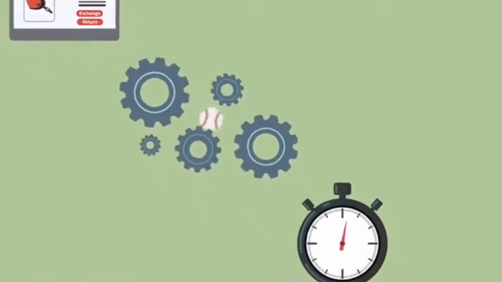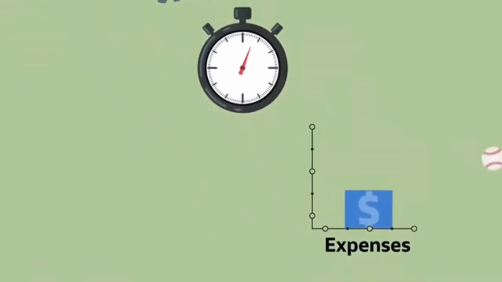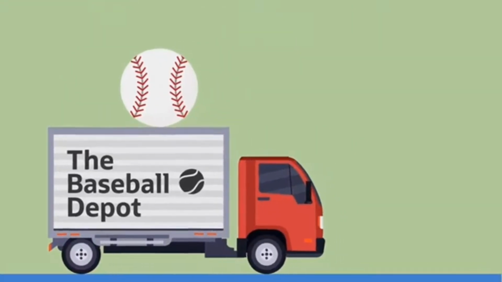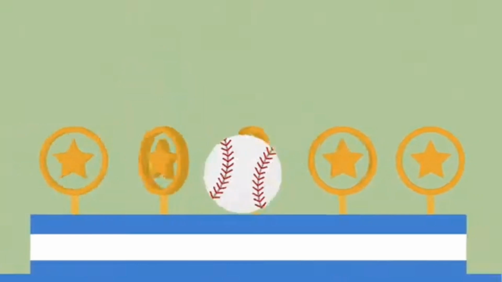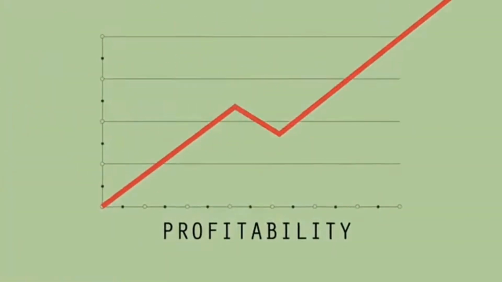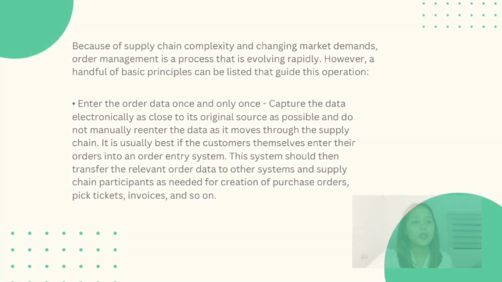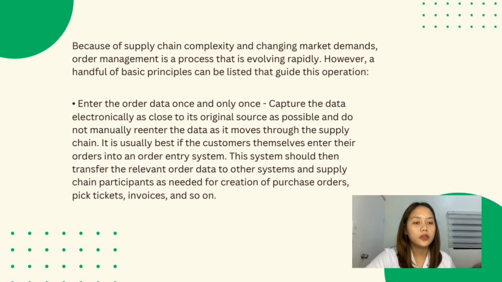Automating order management processes can save time and money and ensure orders are delivered quickly and accurately, leading to happier customers and therefore helping drive profitability. Entering the order once and only once. Capture the order as close as possible to the original source remotely. Do not re-enter the order manually. You should input the order just one time and as accurately as possible based on the original request. Avoid entering it again manually.